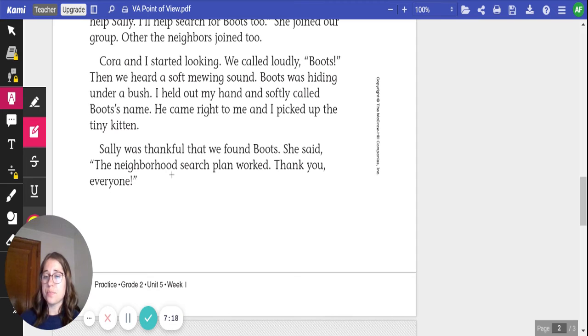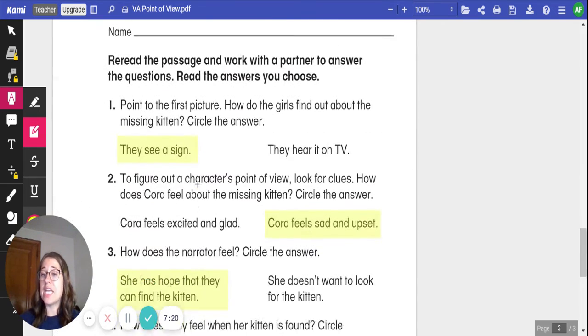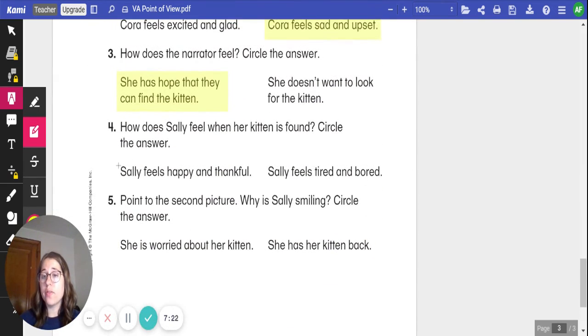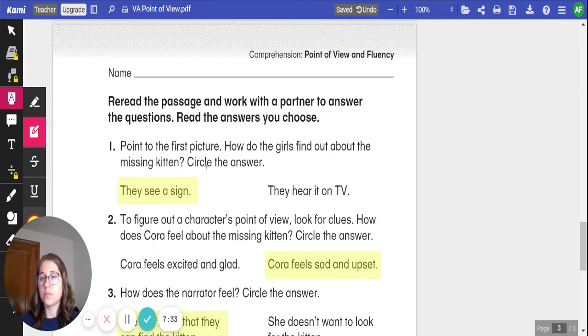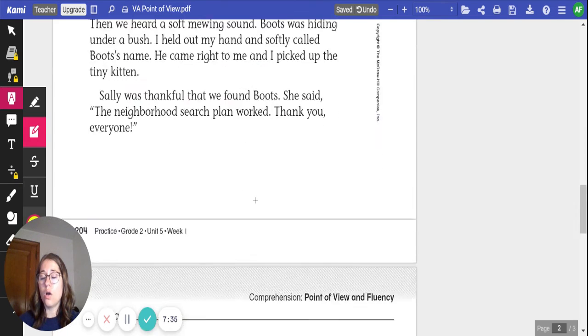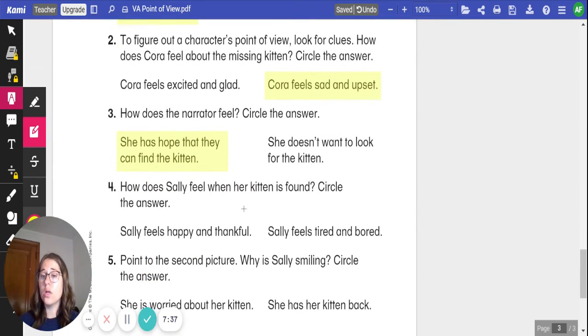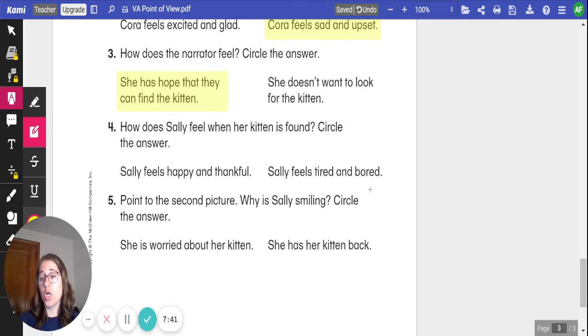So in her dialogue, she's thanking everybody. It also says that she is thankful right in the story. So we know that she's happy and thankful. All right, so go ahead and pick number 4. Does she feel happy and thankful, or does she feel tired and bored? Click play when you're ready to review it.